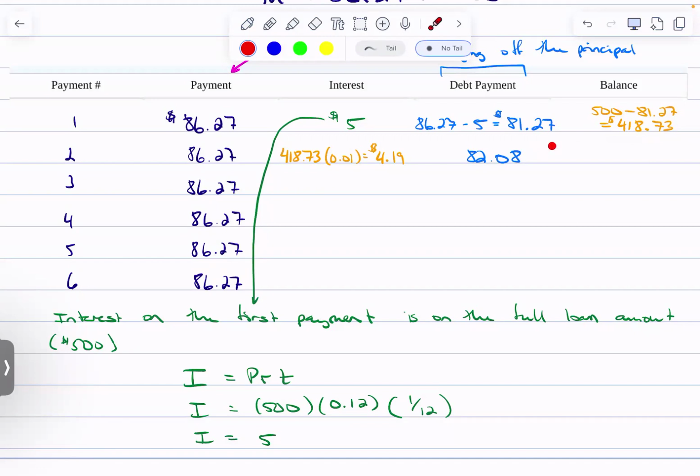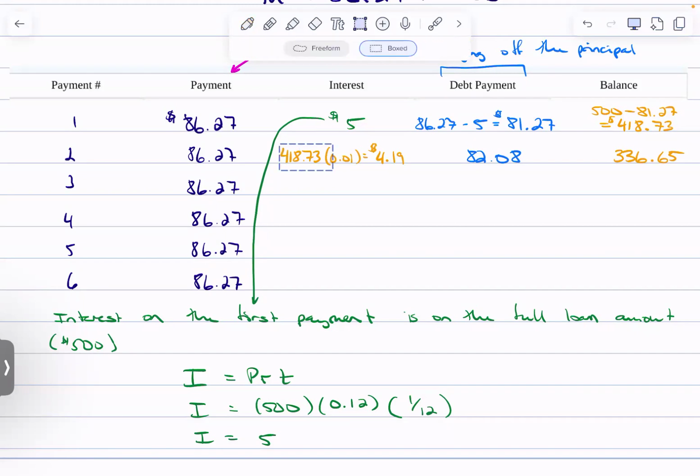All right. And so 418.73 minus 82.08. Now I owe $336.65.